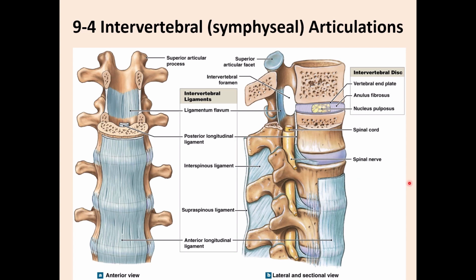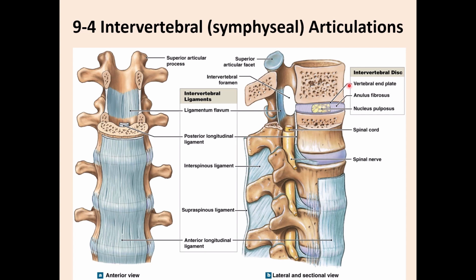Now let's talk about different articulation and the structures of the different articulations. So here you can see the vertebral column. You have the vertebrae. So this is the body of the vertebrae. The bodies are located anteriorly, and they are connected by this intervertebral disc. The intervertebral disc has three parts.